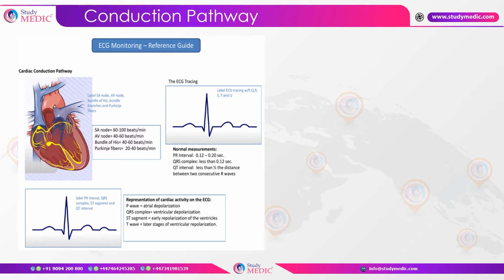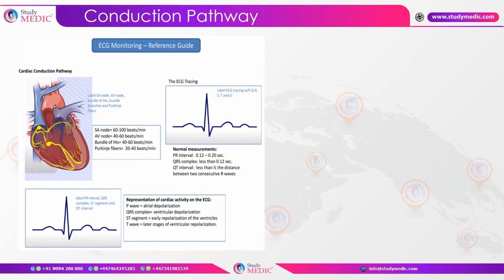In cases in which you have arrhythmias or there is some blockage in the conduction pathway, then the AV node takes over, and here the heart rate is around 40 to 60 beats per minute. In the bundle of His, it is again 40 to 60, and when you have the Purkinje fibers, it is around 20 to 40 beats per minute.